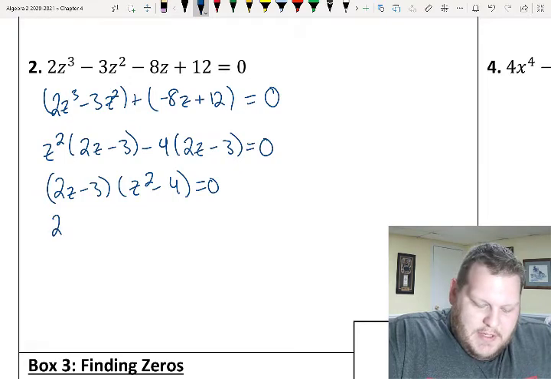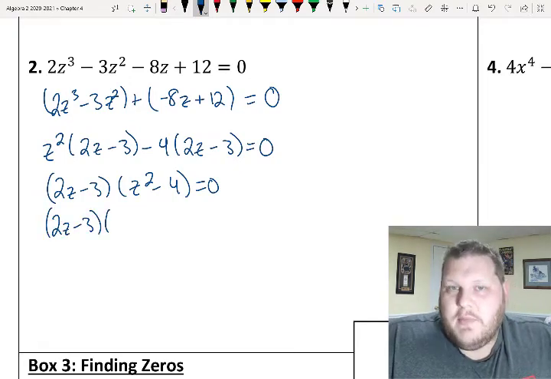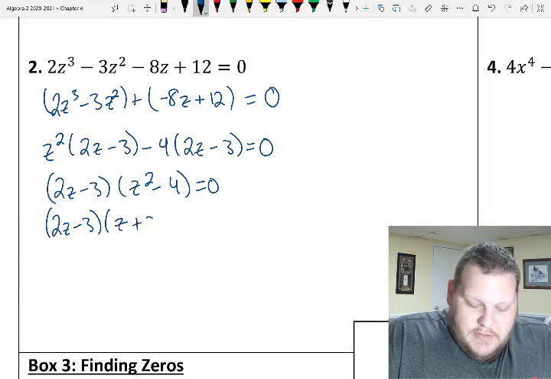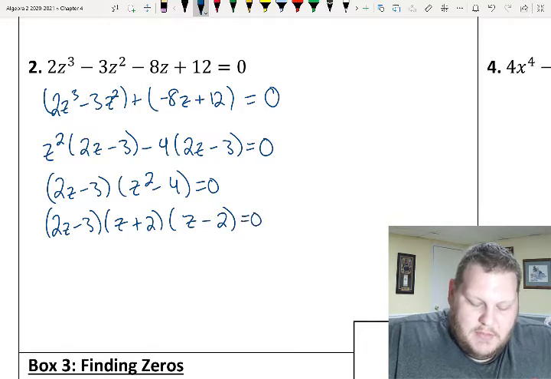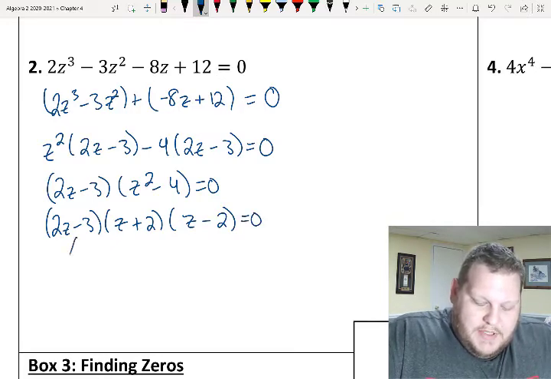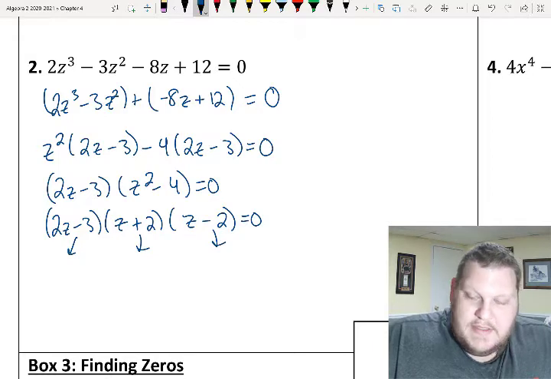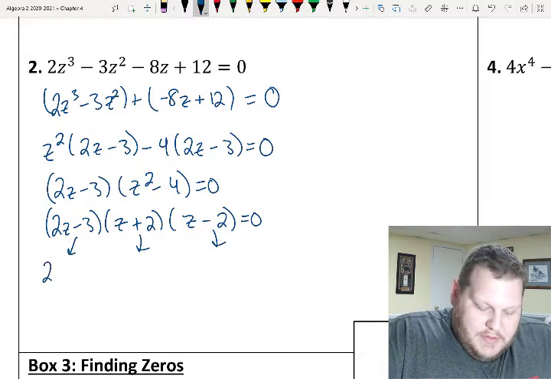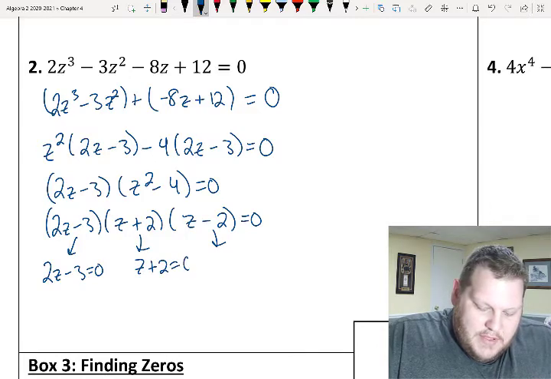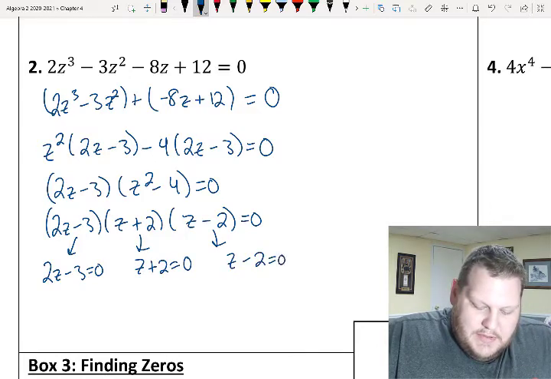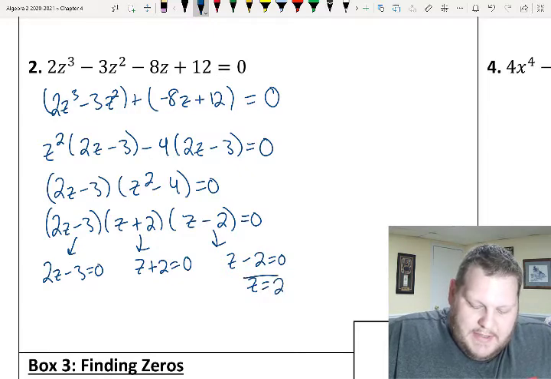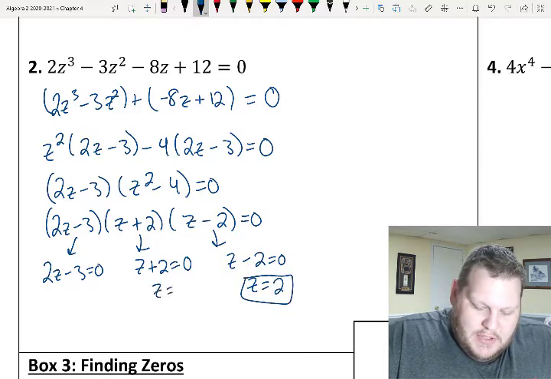In this case, my 2z minus 3 is done. That's as far as we can take that. But z squared minus 4 is the difference of 2 squares, which factors out into z plus 2, z minus 2 equals 0. So then I'm just going to set each of those parentheses equal to 0 to solve. So 2z minus 3 equals 0, z plus 2 equals 0, and z minus 2 equals 0. So here we get a positive 2. Here, pretty easy to see, we get a negative 2.